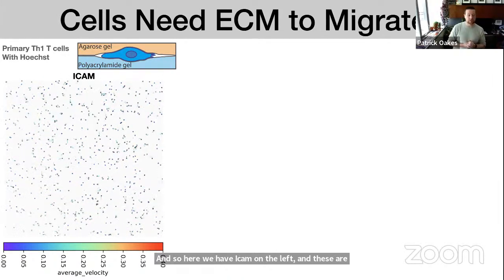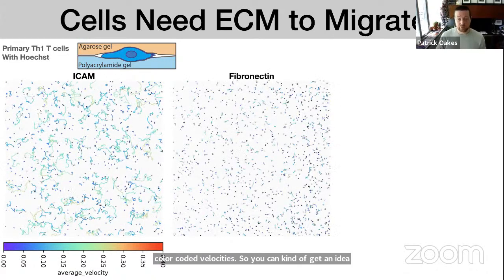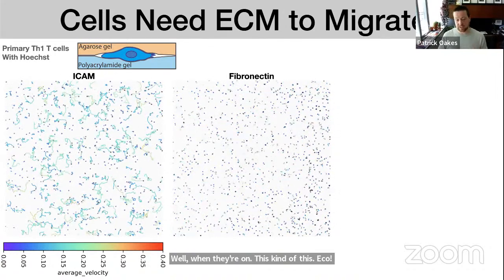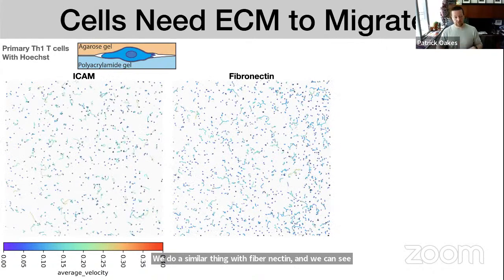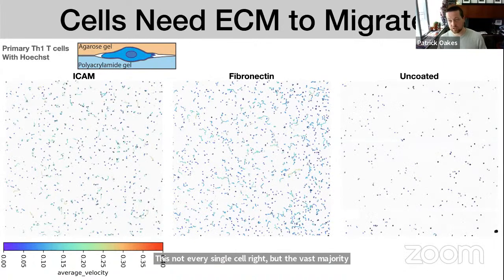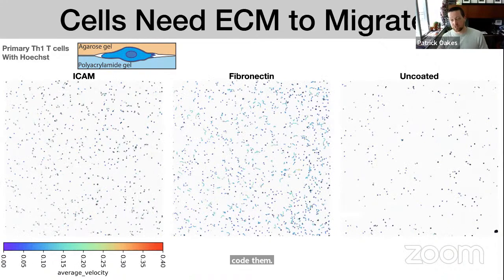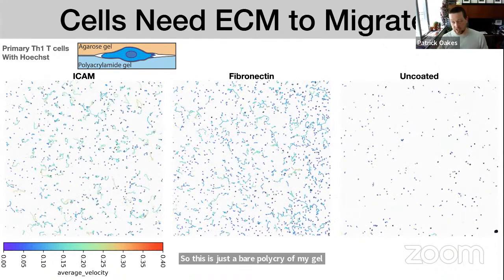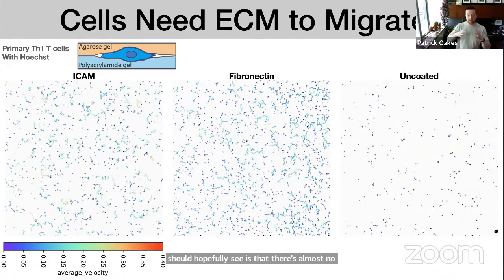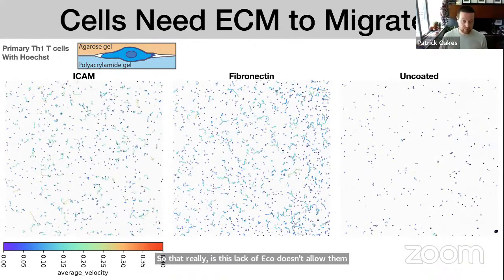And so they migrate really well when they're on this ECM. We can do a similar thing with fibronectin, and we can see again that they migrate incredibly well and they're moving around. It's not every single cell, right? But the vast majority of them are actually migrating. However, if we take the exact same setup and we don't coat them, so this is just a bare polyacrylamide gel now, again, this is a movie that's playing, and what you should hopefully see is that there's almost no migration. Right? So that lack of ECM doesn't allow them to try to move through these more complex environments where they're being squished and controlled together.